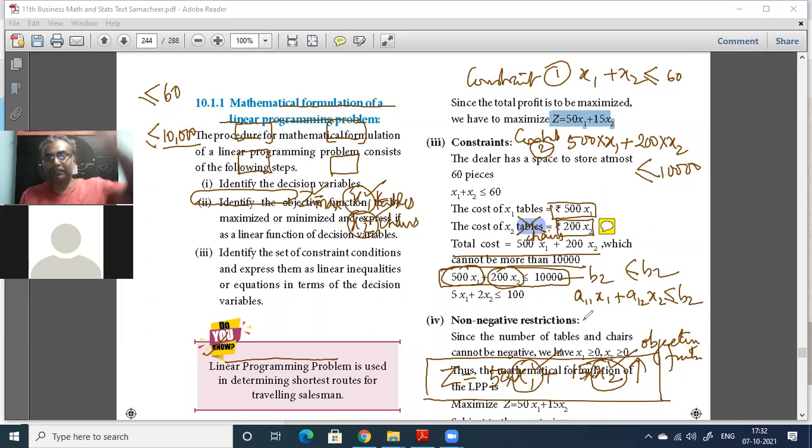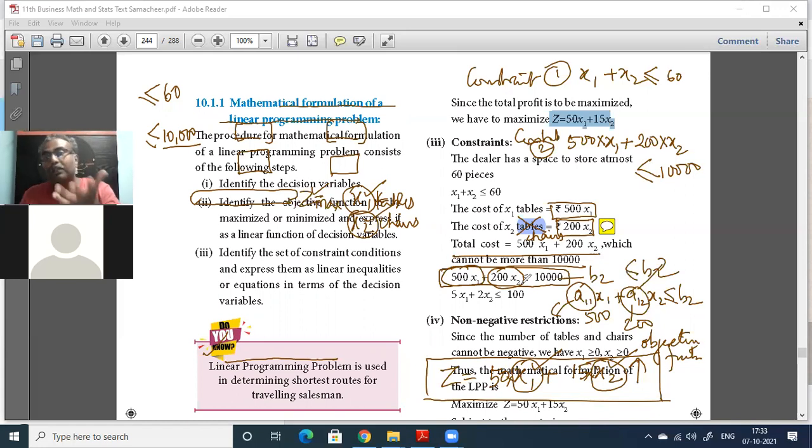Now you understood what I was telling abstractly. This a11 is only 500. This a12 is only 200. a11 is the cost of a table, a12 is the cost of a chair. So depending on what decision you are called to take, what situation you are handling as a manager, a11, a12, a21, a22, all that will vary. x1, x2 will vary, decision variables will vary, constraints will vary, and b1, b2 up to bm will vary.